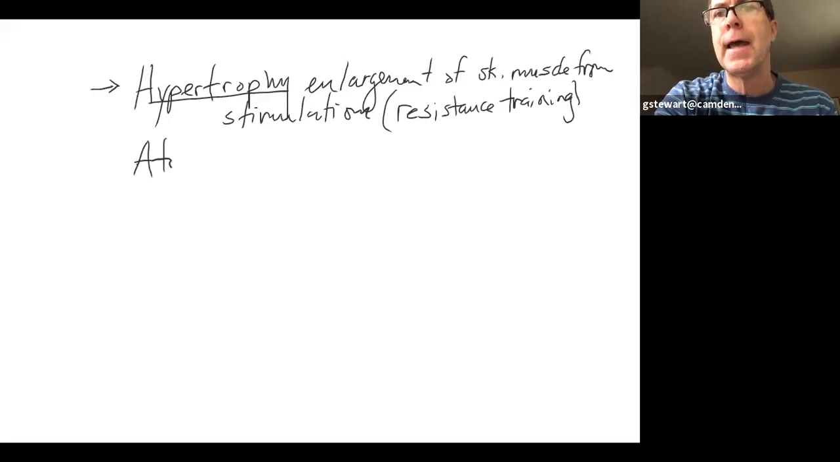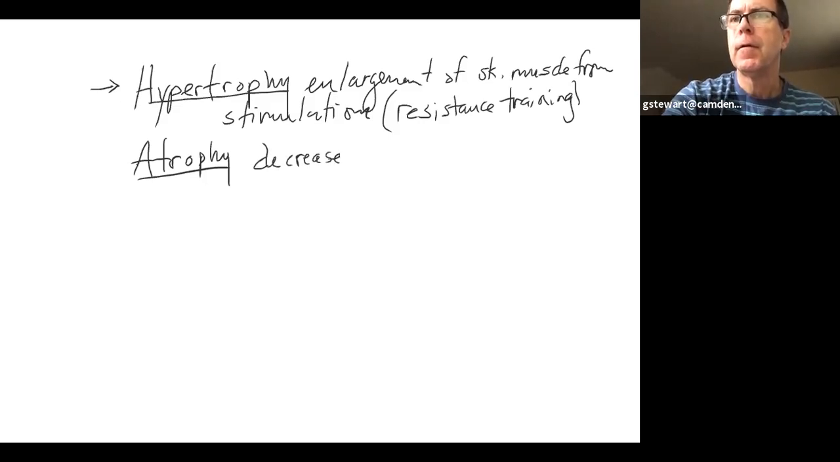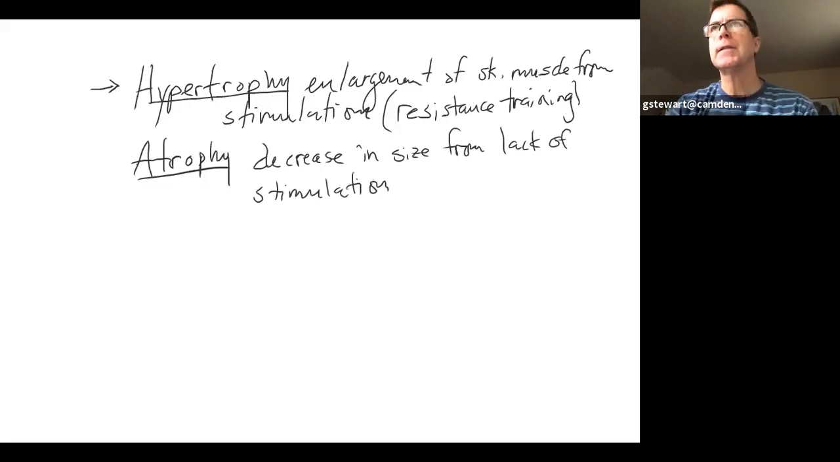The opposite of that is atrophy. A-T-R-O-P-H-Y. Atrophy is specifically a decrease in muscle size from lack of stimulation. So the easiest example is you go to the gym, you work out for 6 months really hard with weights, your muscles get bigger. If you decide, I don't want to do that anymore for whatever reason, you stop performing those exercises, your muscles decrease in size.